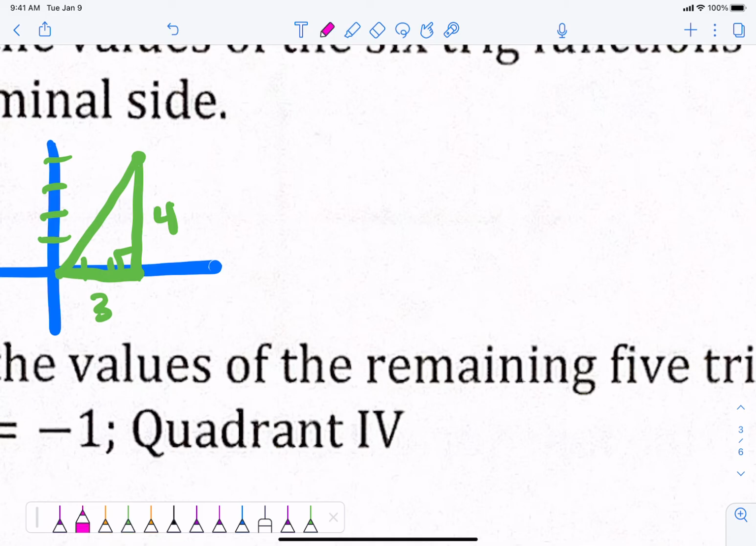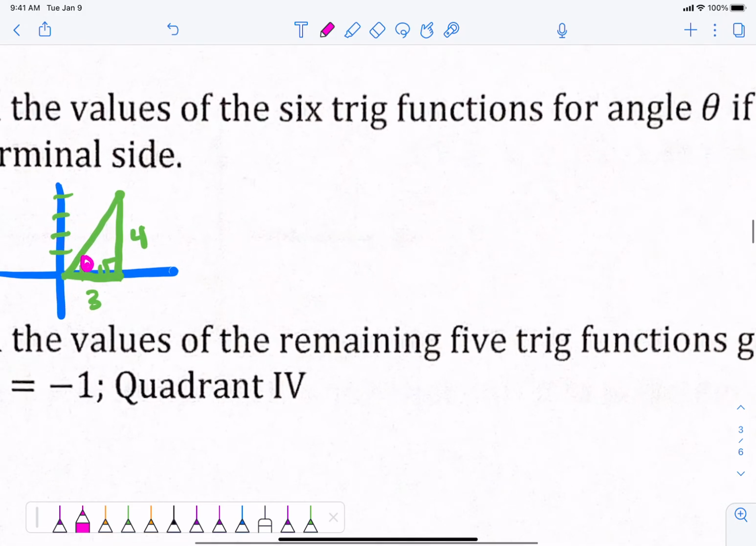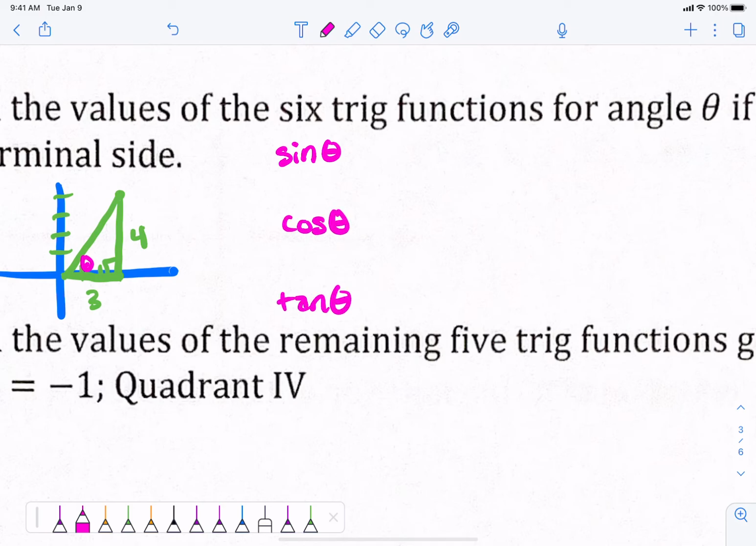And angle theta lives here, right next to the origin. Okay, and we want the 6 trig functions. So we want sine of theta, cosine of theta, tangent of theta, and then which one goes with sine? Cosecant. The C's and the S's go together. So cosecant, secant, cotangent.